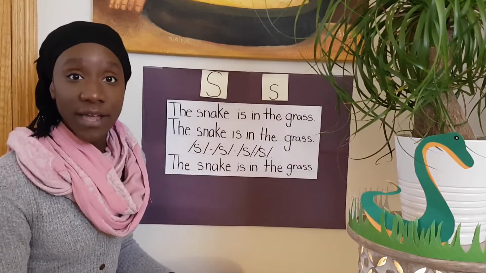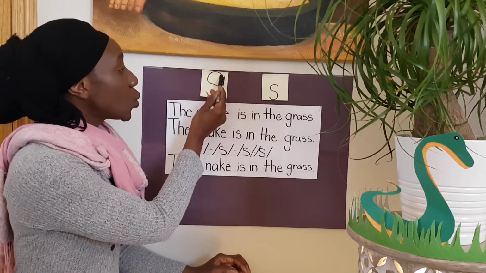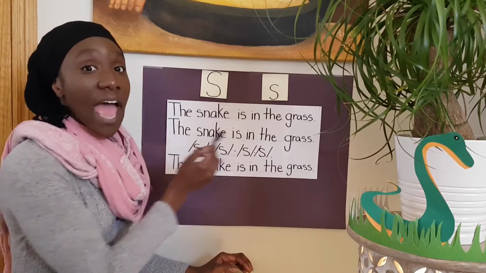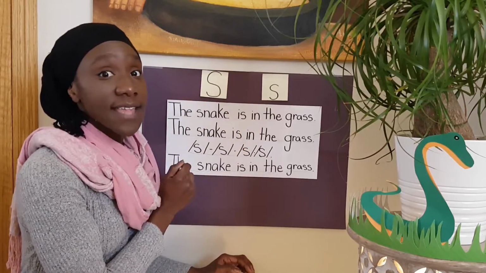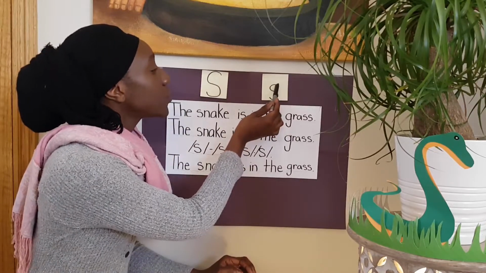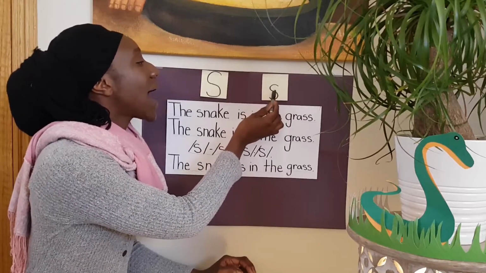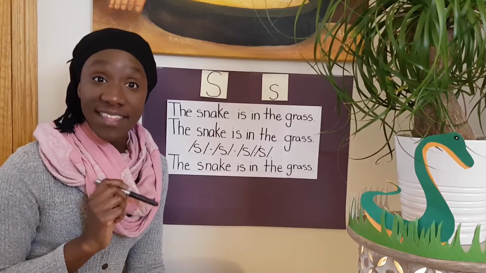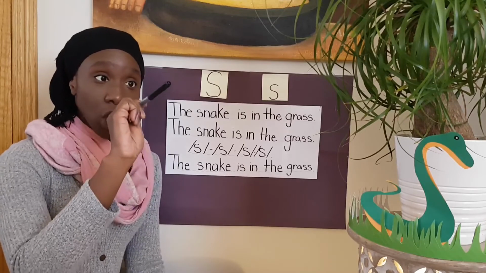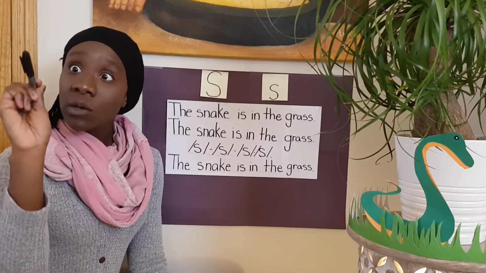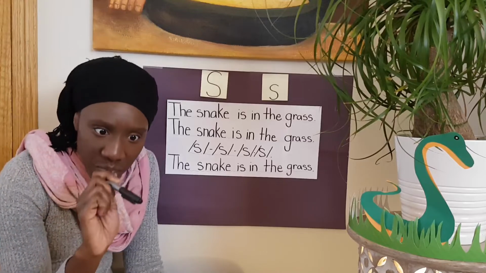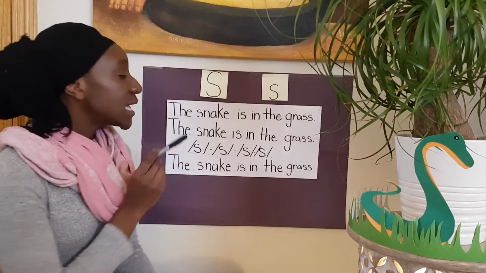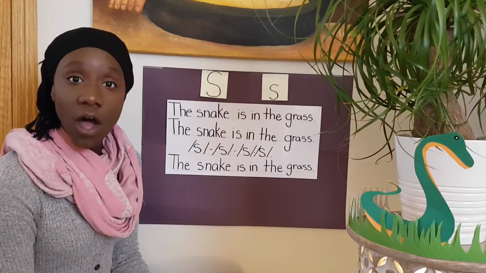Now to make the letter S, we start at the top, we go up, around, down, and back up. And the same thing goes for a little lowercase s. You start at the top, you go up, around, down, and back up. Let's make an S in the air. Start at the top, go up, around, down, and back up. Great! Let's read the words to our Jolly Phonics song now.